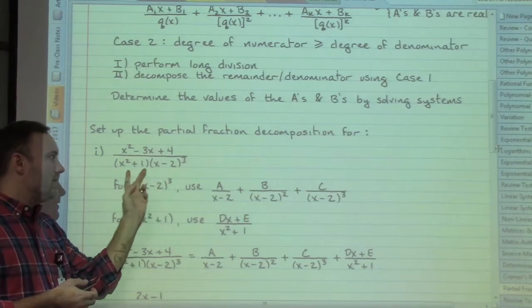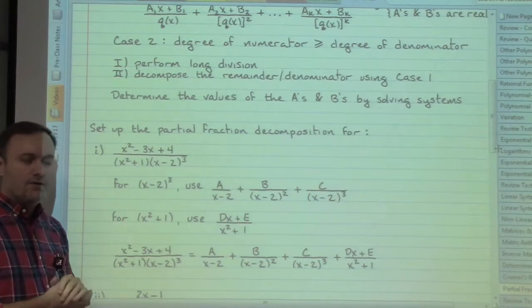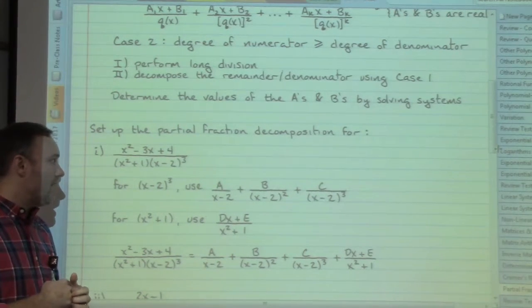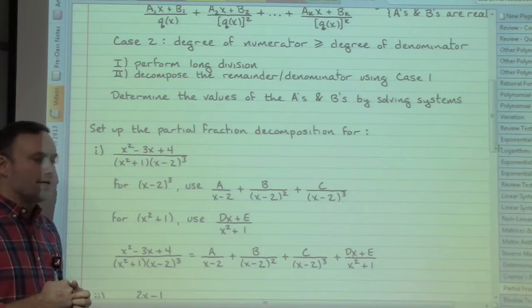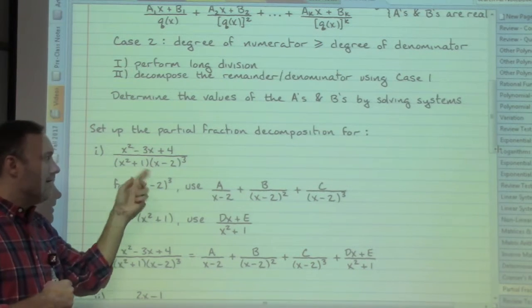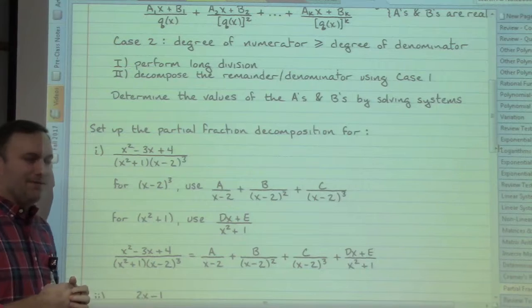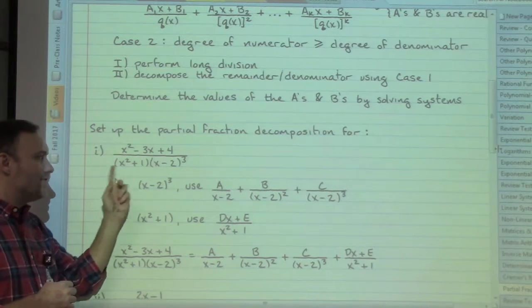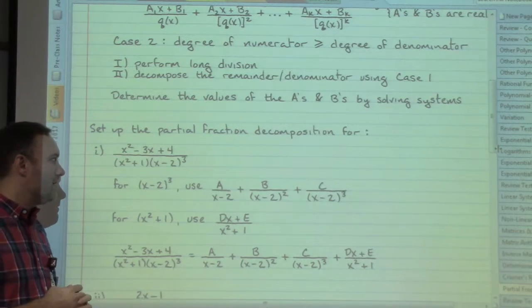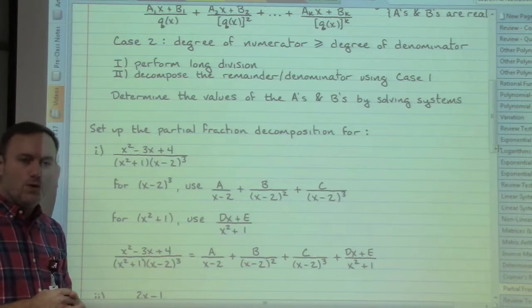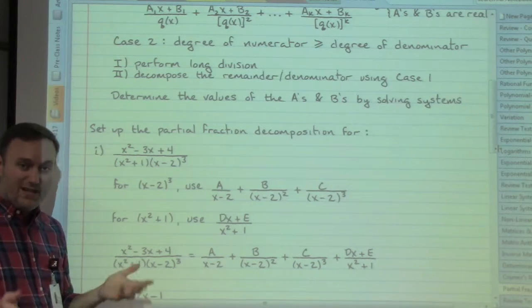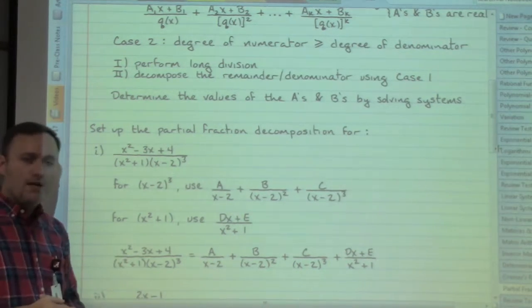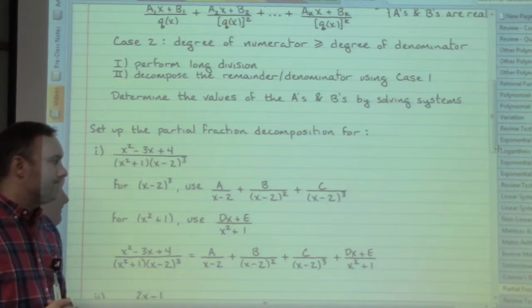So we see that we've got two different kinds of factors down here in the denominator. I just said factored numerator a minute ago, but giving us a factored denominator here is real nice. We've got the x squared plus 1, which can't be factored anymore, so that's quadratic. We've got the x minus 2, that's linear.